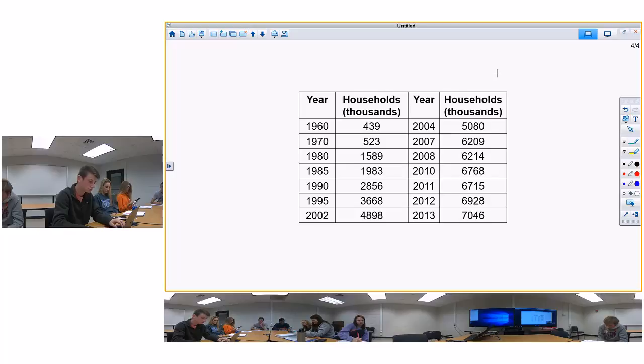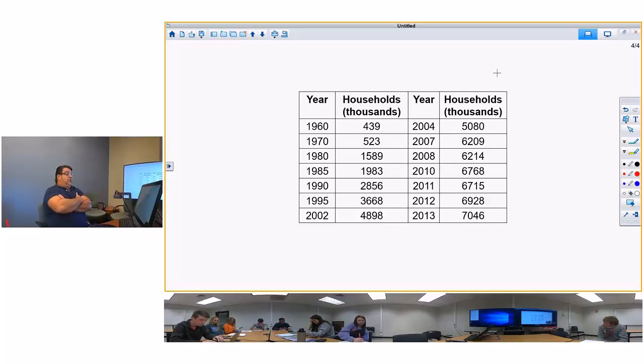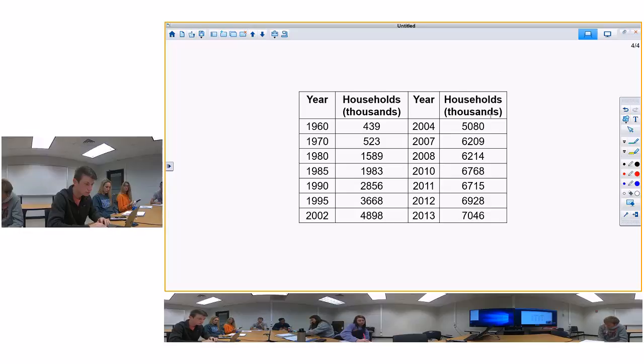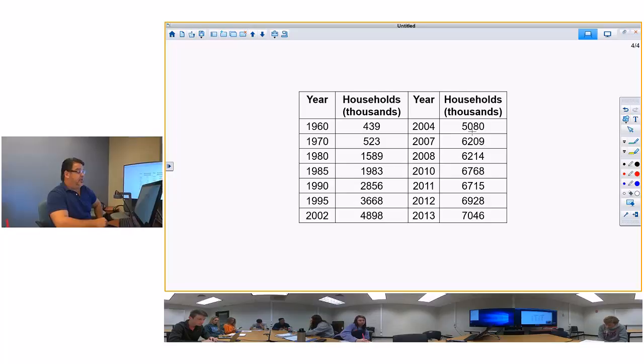You might want to make up a title. Let's say households that had TVs in their house. Something like that. Then I want you to determine if it's linear or if it's non-linear, and then go from there.